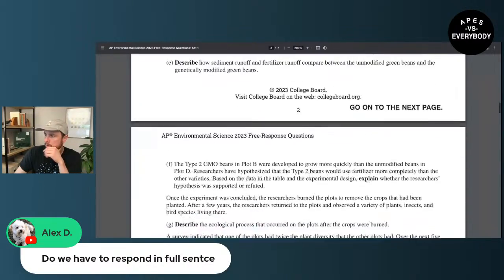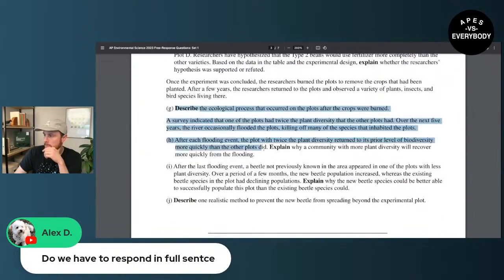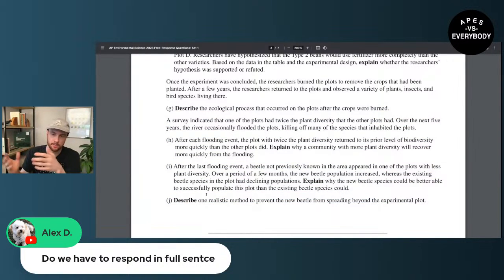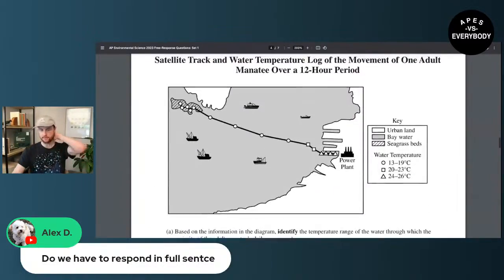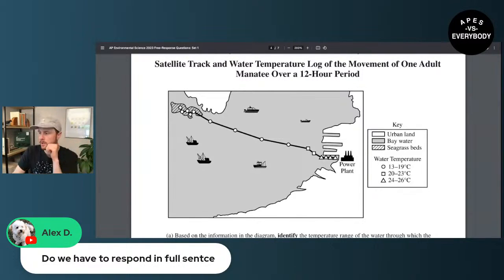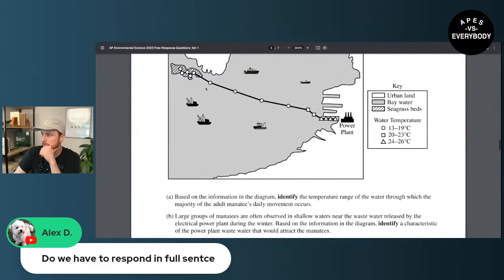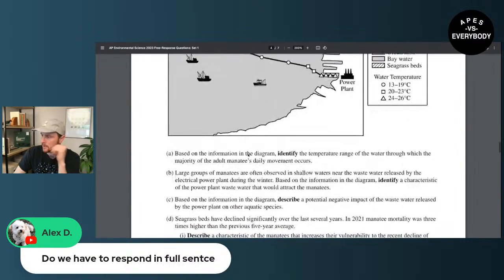All right. Then you're going to have some questions that are just kind of like APES content, like G, H, I, J. All of these are just straight up like, do you remember the APES content here? Then when you get to question 2, there's going to be a map or a graph or a figure or something like that. So you can see here, we've got this map with the manatee range and their temperature, and sometimes they're by the power plant, sometimes they're by the seagrass. And so again, we're going to have a pretty easy question right off the bat.